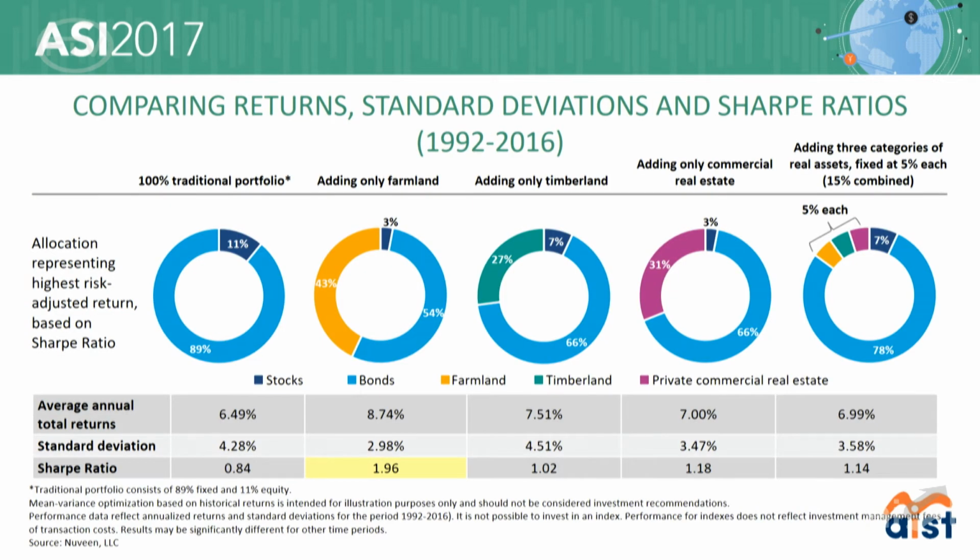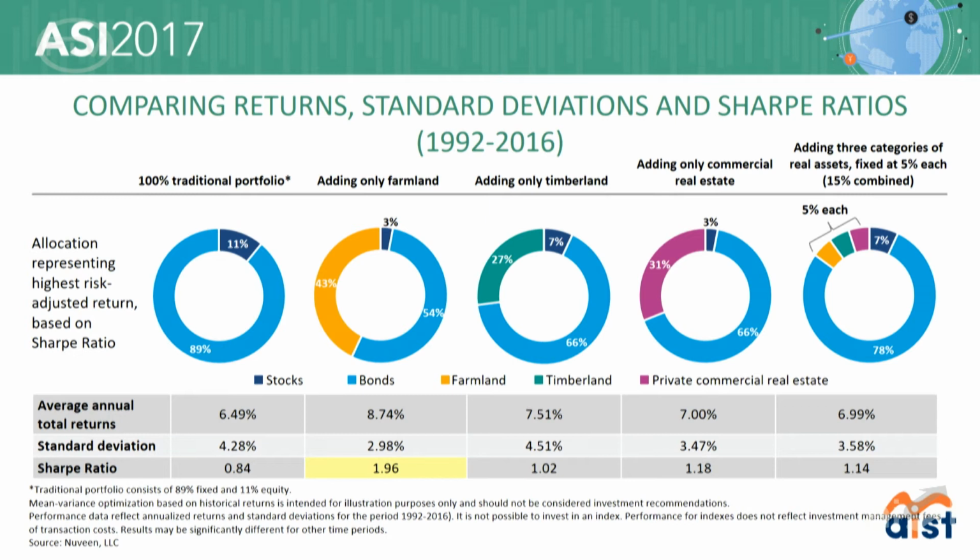So what we've done here, and I realize that there's a lot of data on this slide, and I just want to make a couple of key points. On the left, what we did was run a pretty standard mean variance optimization, optimizing for risk-adjusted returns. And over the period 1992 to 2016, which covers a lot of different investment cycles, economic phases, and geopolitical events, the mean optimized portfolio was 89% fixed income, 11% equity.